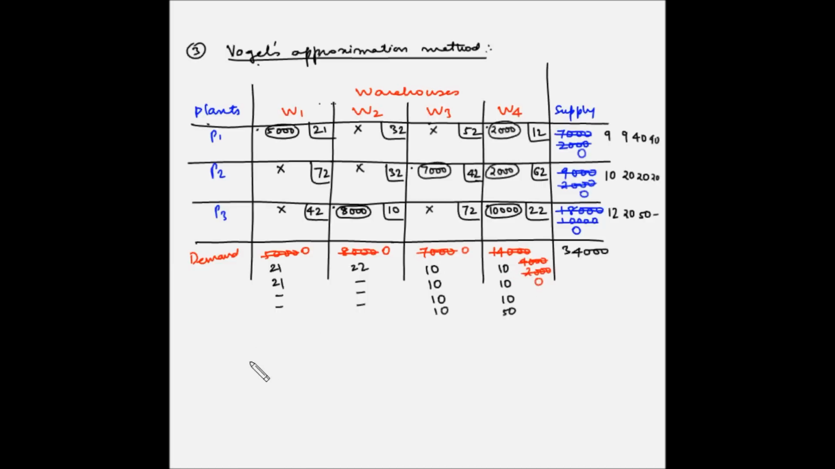Now let's find out the total cost that we have achieved using the Vogel's approximation method. So the total cost will be equal to 5000 multiplied by 21, which is for the first allocation, plus 2000 multiplied by 12, plus 7000 multiplied by 42, plus 2000 multiplied by 62, plus 8000 multiplied by 10, plus 10000 multiplied by 22.